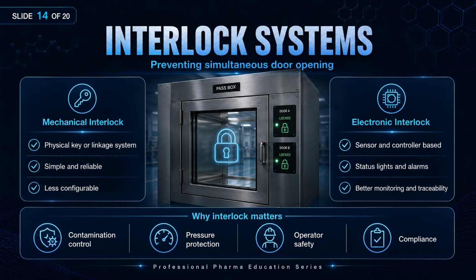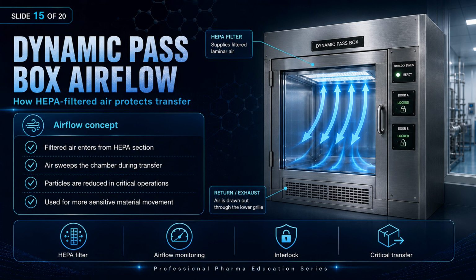Dynamic pass box airflow. In a dynamic pass box, air is drawn through a HEPA filter and distributed across the chamber to reduce airborne particle contamination. Airflow velocity, direction, recovery performance, and filter integrity must be verified during qualification and routine monitoring.